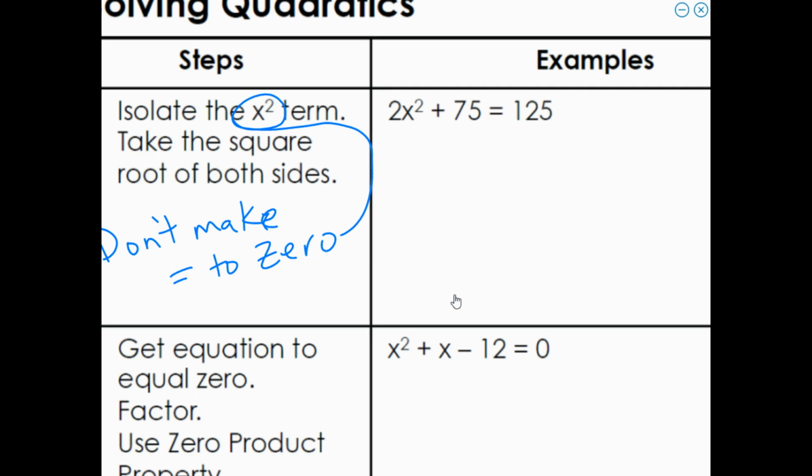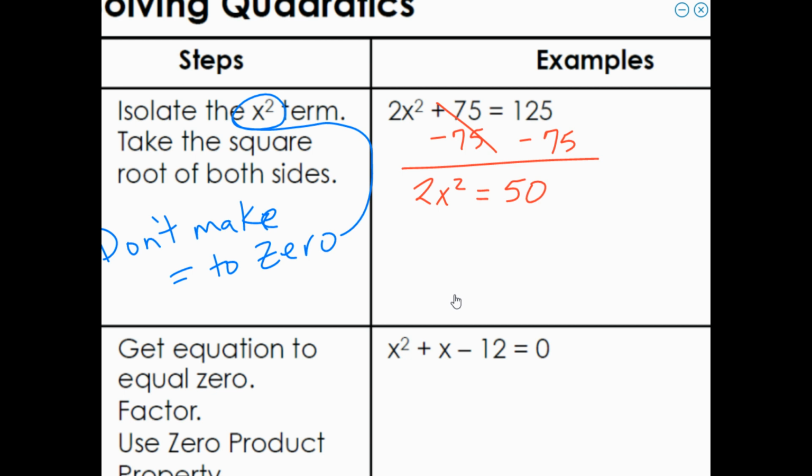So here's our example problem here. If I want to get my x squared term by itself, what would I need to do first to solve for that? Subtract 75 from both sides. Okay, subtract 75 from both sides. That leaves me 2x squared equals, well, what's 125 minus 75? 50. Yep.